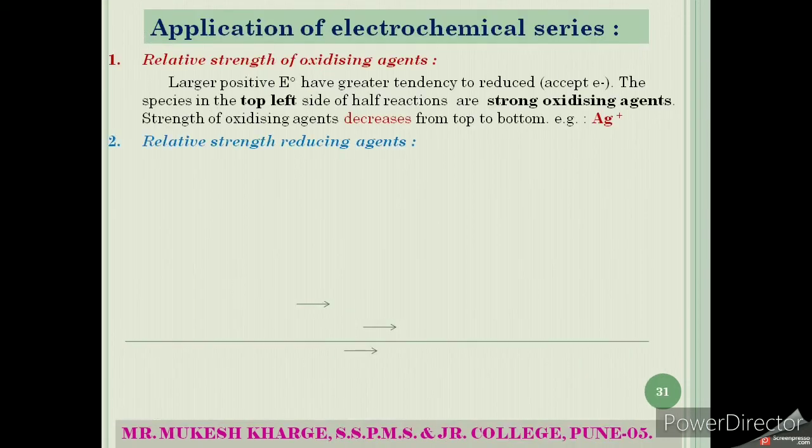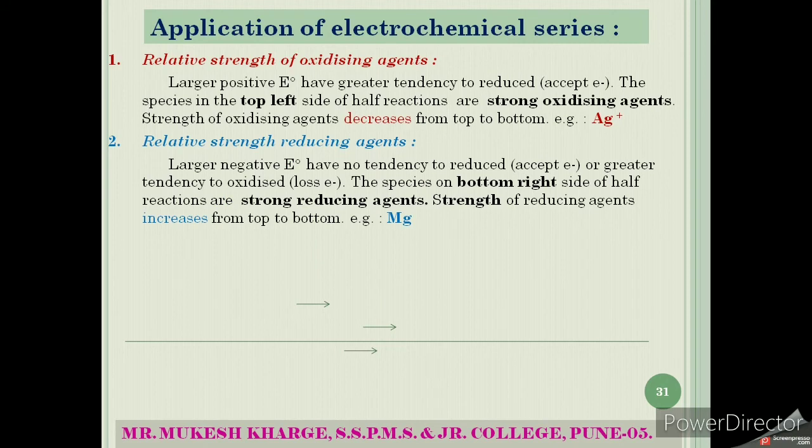So I think all of you understood. Then the second application is the relative strength of reducing agents. So those with a larger negative E0 value have no tendency to reduce, that is, to accept the electron, but they have a greater tendency to oxidize, which means they lose electrons. So a reducing agent loses electrons, and an oxidizing agent gains electrons.